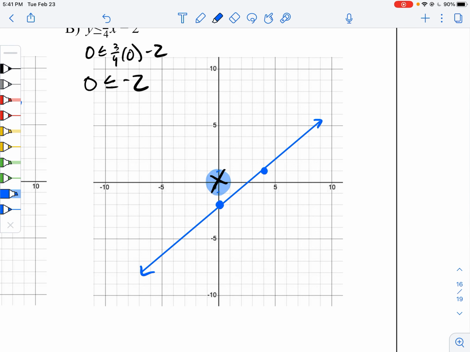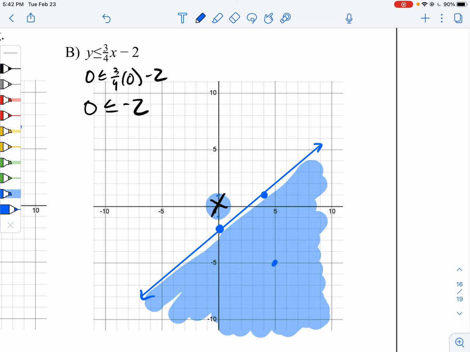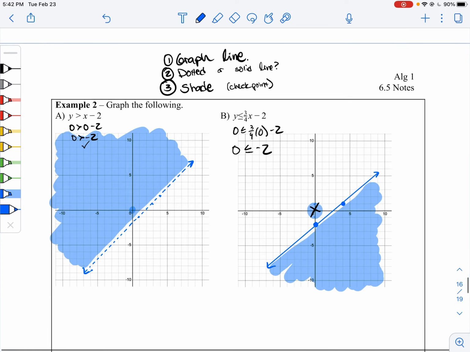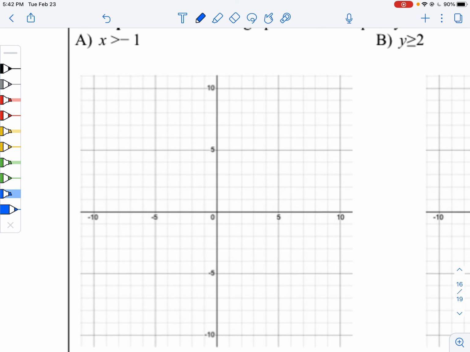Fortunately, lines only have 2 sides to them. So we just shade the other side. Yay. Okay. You could double check by picking a point over here, like picking 5, -5, and seeing if that makes it work. Spoiler alert, it does. So that's exciting. Isn't that great? That's so great.